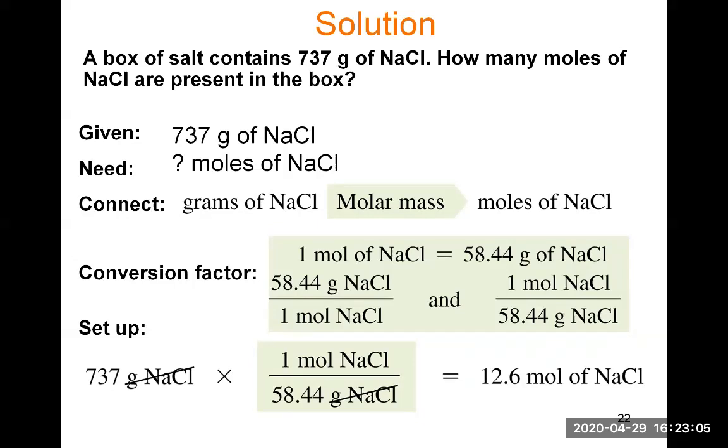In the calculator, you do 737 divided by 58.44. And the calculator answer is 12.611, etc. So we want to round this properly. And looking at the given amount, we have 3 sig figs. The molar mass has 4 sig figs in the grams. The 1 mole is exact. So you keep 3 sig figs. And so you keep the 1, the 2, and 0.6. What comes after the 6 is a 1. So you keep the 6 as it is and drop everything after. And so the answer is 12.6 moles of NaCl.